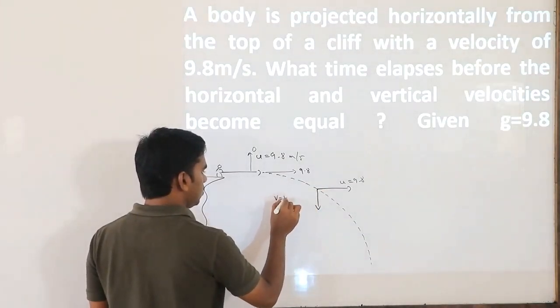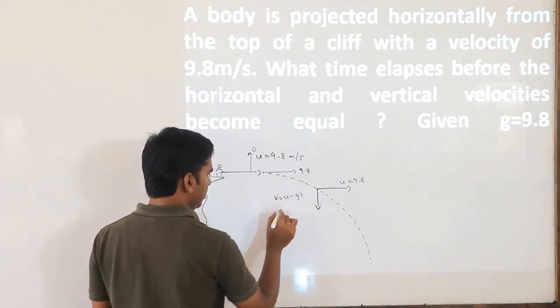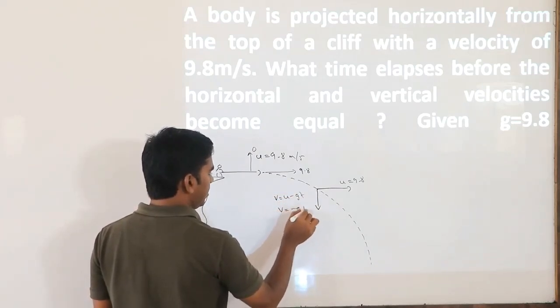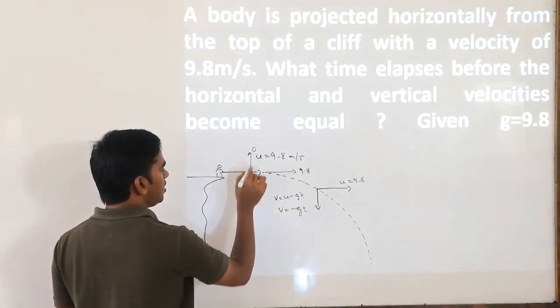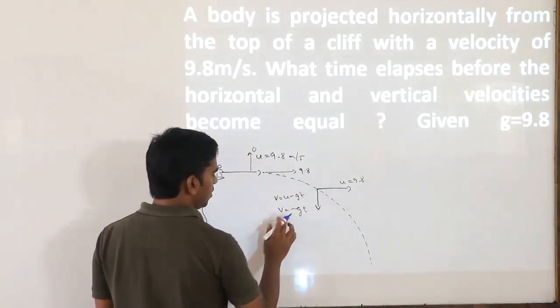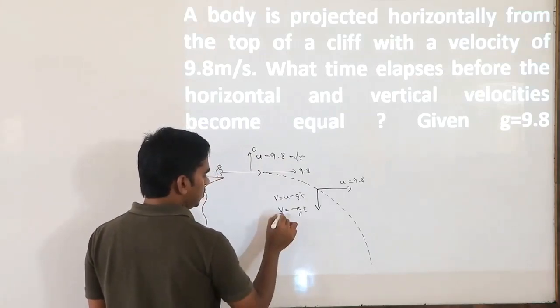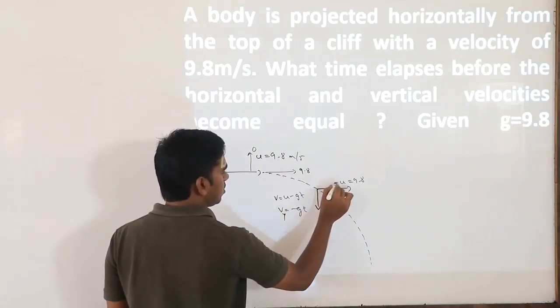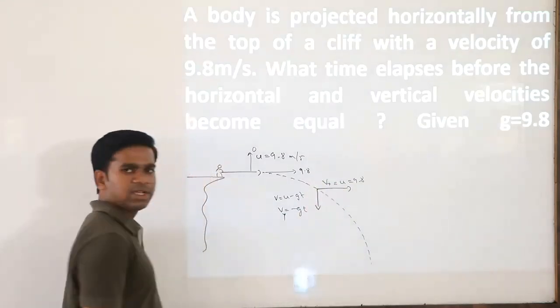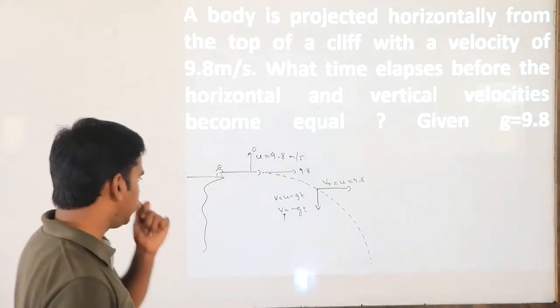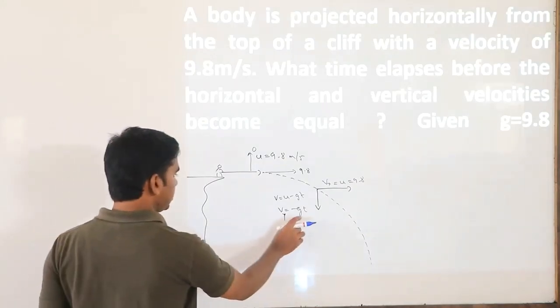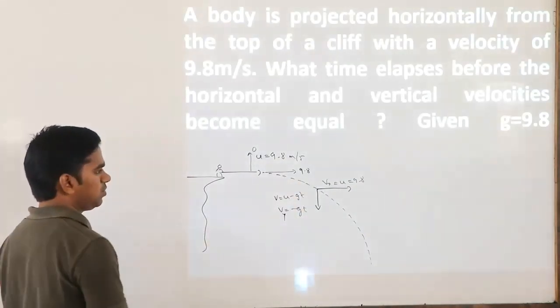v equals u minus gt. That means v equals minus gt, because initial velocity along vertical is 0. So this is vy and this is vx. We know that horizontal velocity remains the same. Vertical velocity is under the influence of downward acceleration due to gravity.